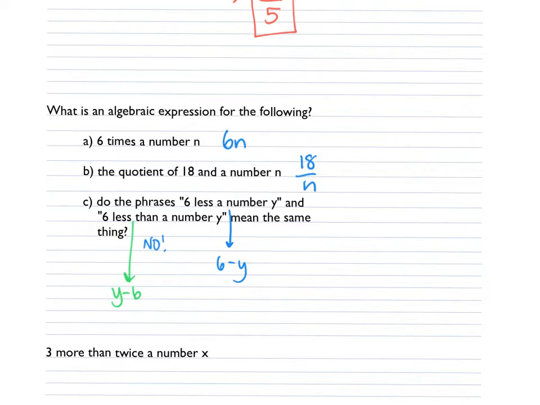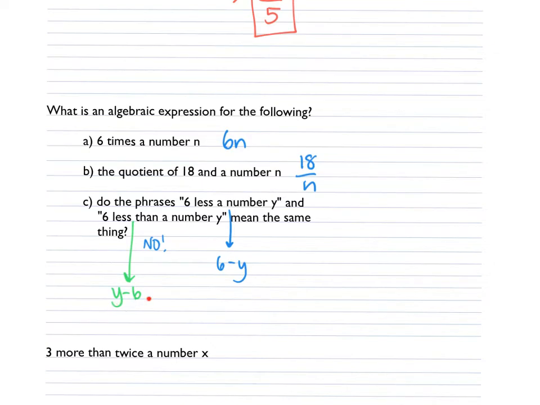Okay, and then C, this is where the English gets a little bit tricky, and this just doesn't come up that much, but I would just want you to know, just think about these things. 6 less a number y means you have 6, and then you're going to subtract y from it. But 6 less than a number y means you have a number y, and then you subtract 6. So be careful with this. It doesn't come up a lot, but just make sure you're thinking about this and don't rush through.